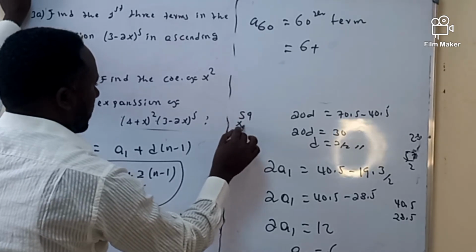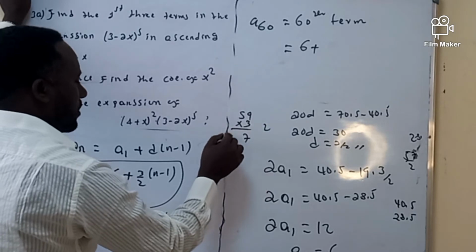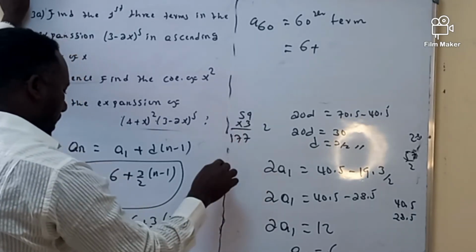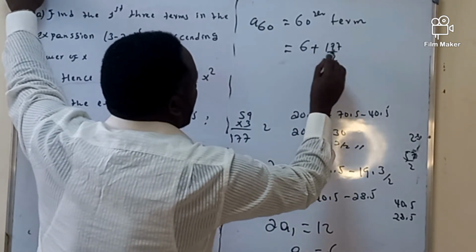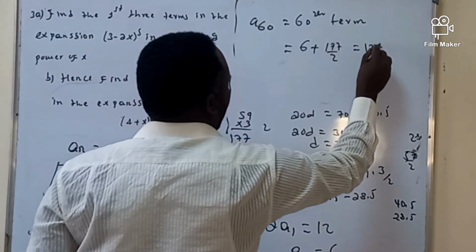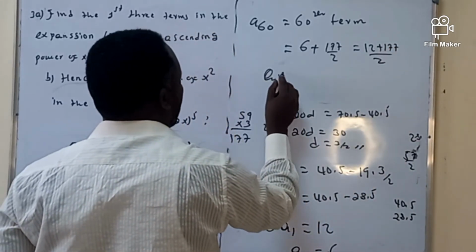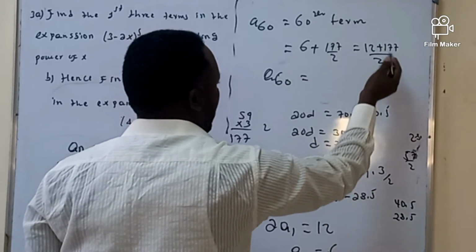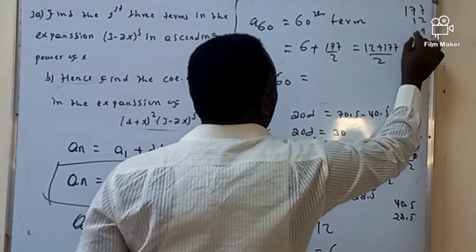59 times 3. This is 7, we have 2. This is 15. This is 17. And over 2. That is 177/2, which is going to be 12 plus 177/2. And a 16 will be what? Now you can add this one, 177, 12, this is 981.